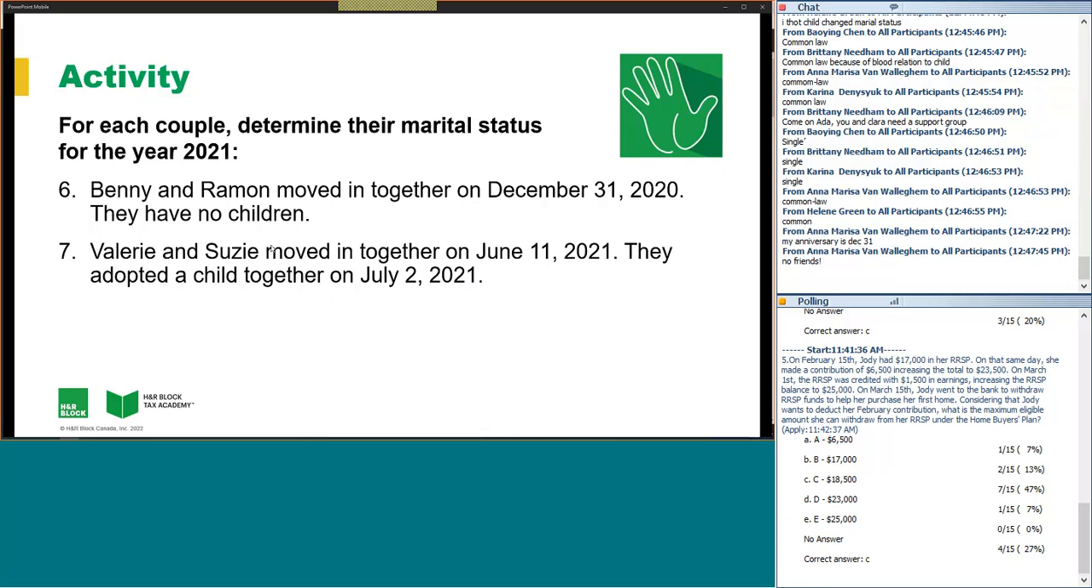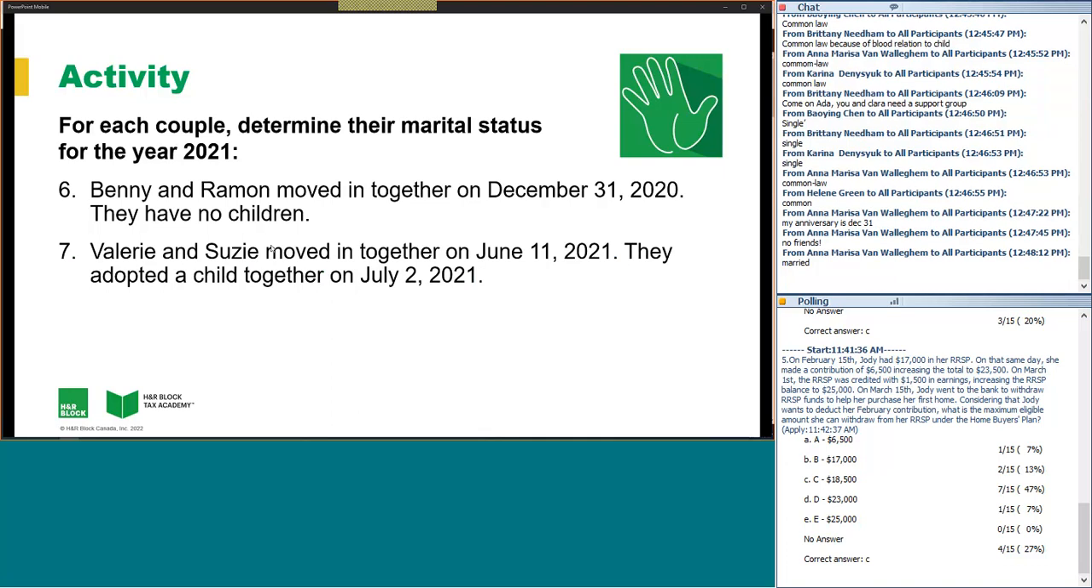All right, couple more. Valerie and Susie moved in together on June 11th, 2021. They adopted a child together on July 2nd, 2021. What will their marital status be at the end of the year? What is their marital status for 2021?